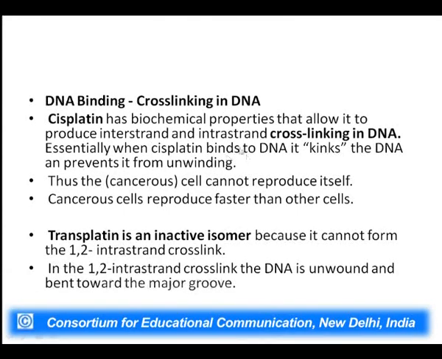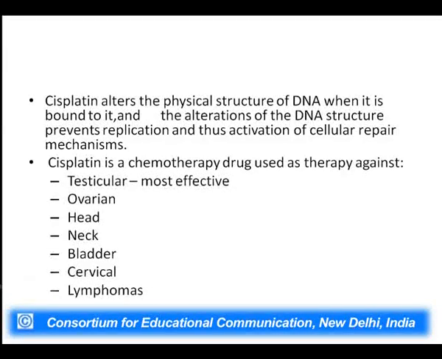cross-link intrastrand, which can interfere in the intrastrand cross-linking of DNA, and hence prevents the multiplication of the cells, or we can say it can affect the anti-cancerous activity of the cells, whereas transplatin is not that. Cisplatin generally is used as a chemotherapeutic agent in various cancers of testicle, ovary, head, neck, bladder, cervical, and so on.